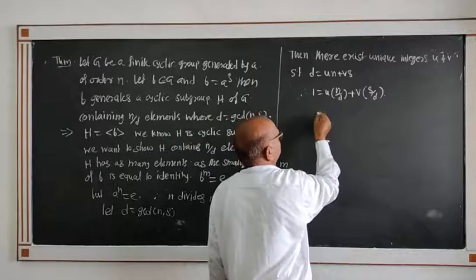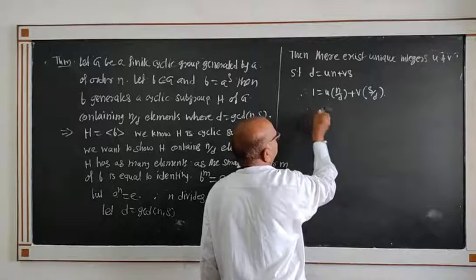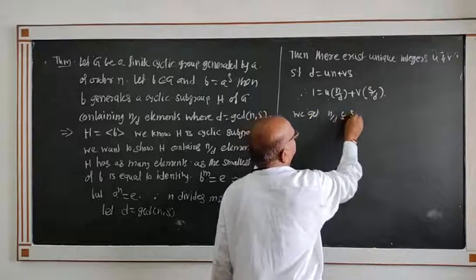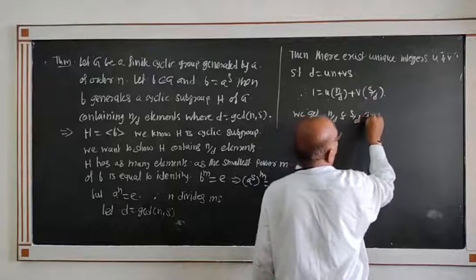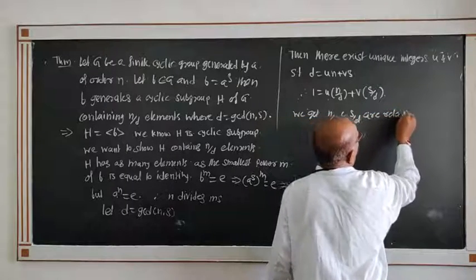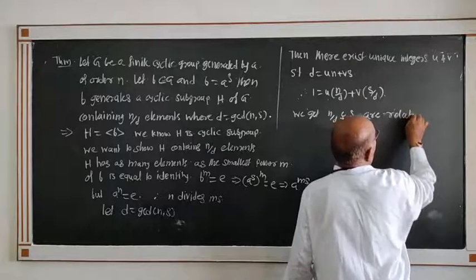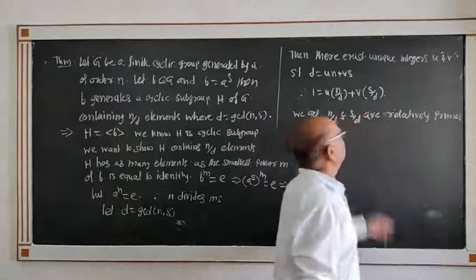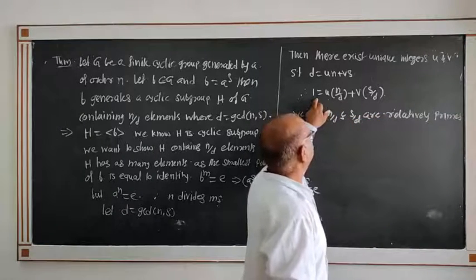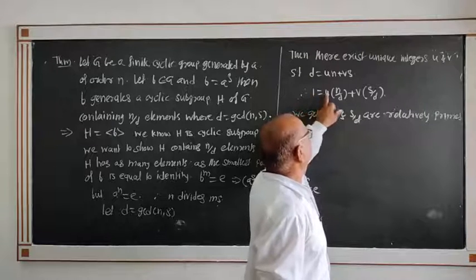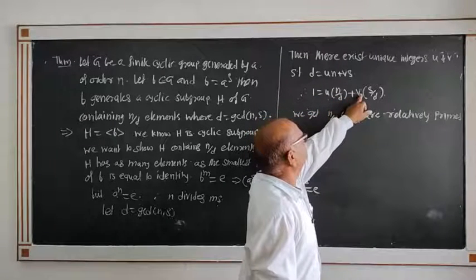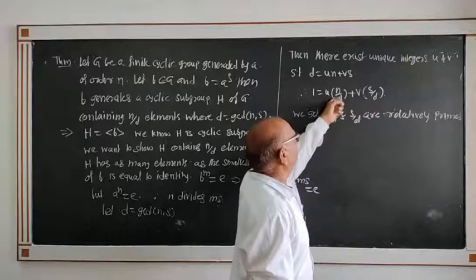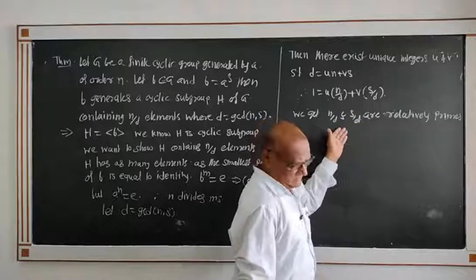And from this equation, we get that n by d and s by d are relatively prime. From this relation, 1 is equal to u times n by d plus v times s by d, so n by d and s by d are relatively prime numbers.